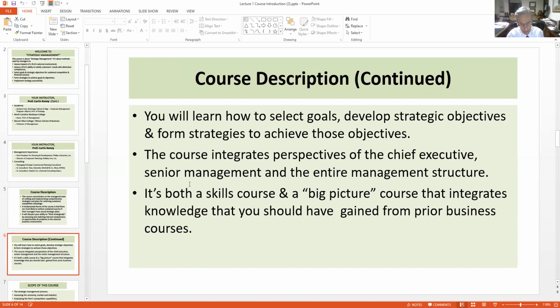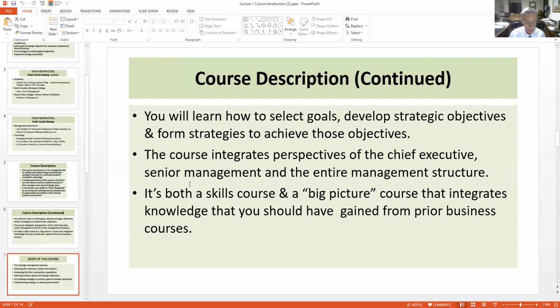Objectives will be set, plans will be formed and communicated to the organization, and you will, in one way or another, be affected by that. So after taking this course, you may be in a better position to understand a little better why those decisions are being made. Anyway, this is a skills course and a big picture course that integrates knowledge that you should have gained from your prior business courses.